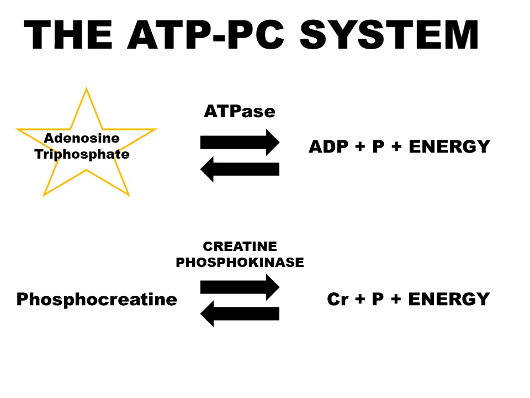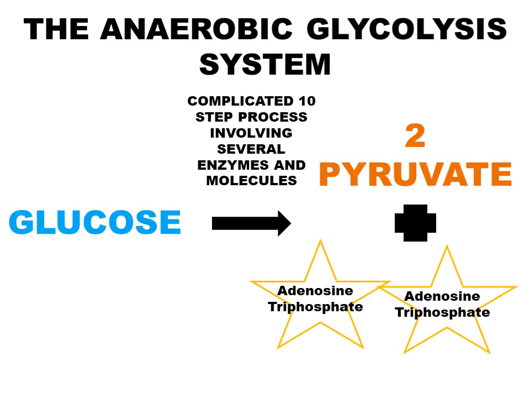The arrows in the reaction point both ways, indicating that the reaction is reversible, meaning ADP and phosphate can rejoin to create ATP, and creatine and phosphate can rejoin to create phosphocreatine. If the energy demand exceeds 10 seconds, the body looks to another source of energy.